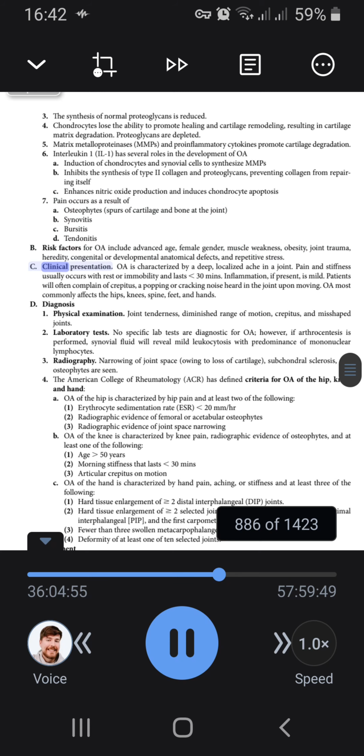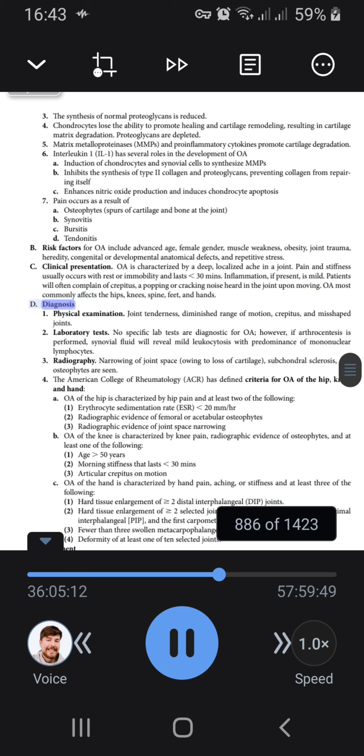C. Clinical presentation. OA is characterized by a deep, localized ache in a joint. Pain and stiffness usually occur with rest or immobility and last less than 30 minutes. Inflammation, if present, is mild. Patients will often complain of crepitus, a popping or cracking noise heard in the joint upon moving. OA most commonly affects the hips, knees, spine, feet, and hands.